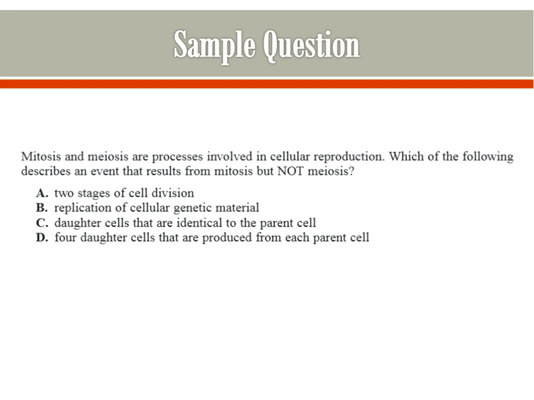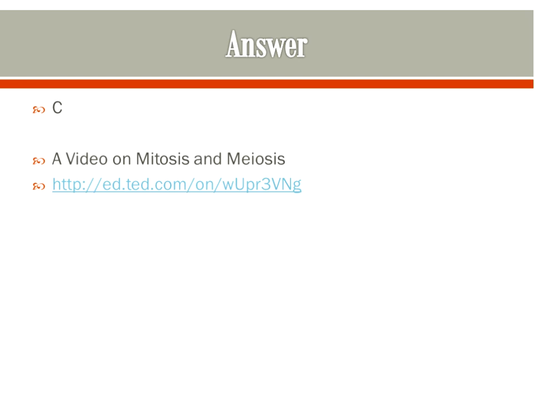All right, it looks like we got this one. 2 stages of cell division, that's meiosis. Replication of cellular genetic material, that's both. 4 daughter cells, that's also meiosis. The only one that's mitosis but not meiosis is C. Daughter cells are identical in mitosis but not meiosis. Remember, they're different cells. So you put C. Looks like all 10 of us did. Great job. That is correct. Also, there's a video of mitosis and meiosis that I will attach with this PowerPoint.